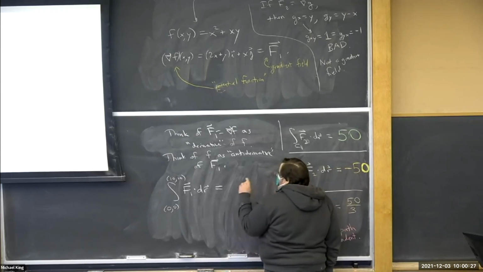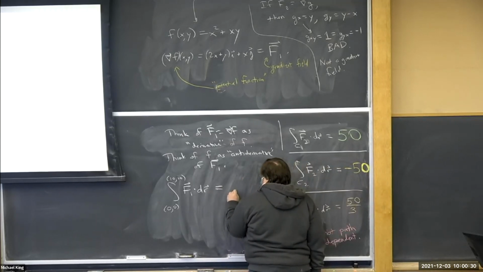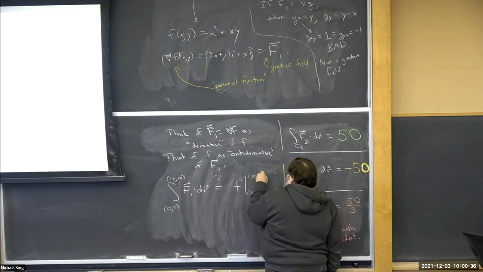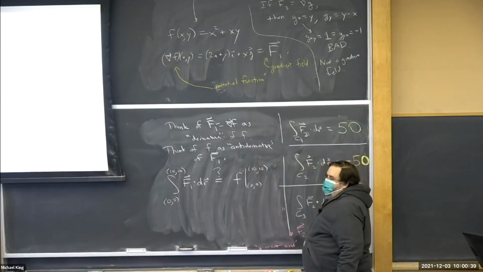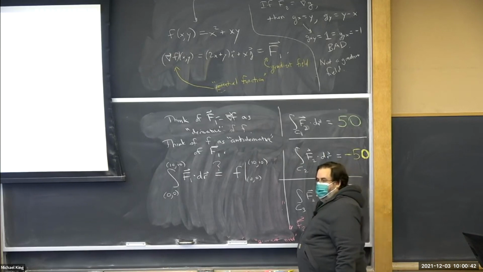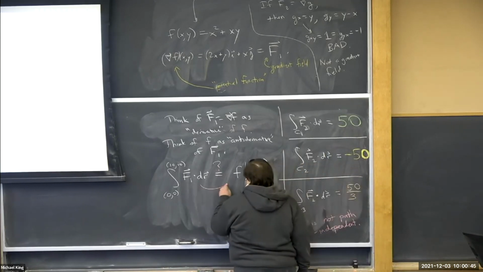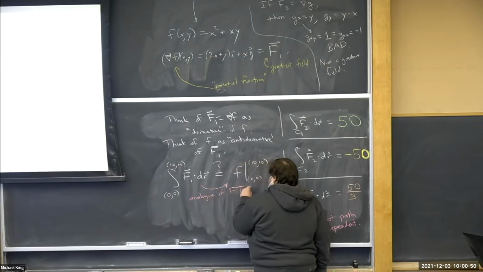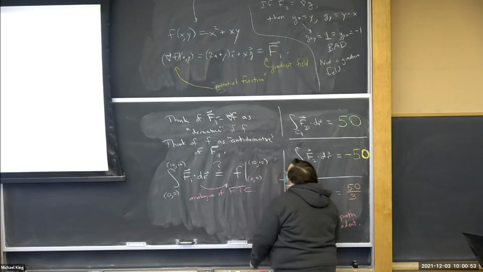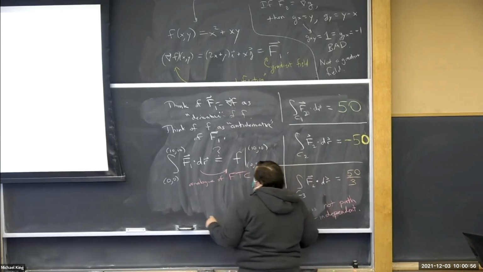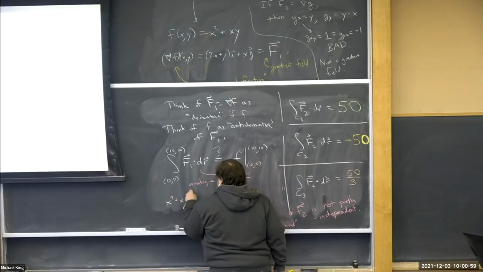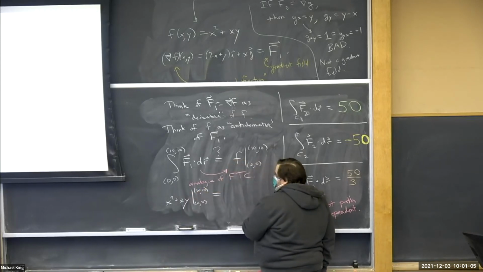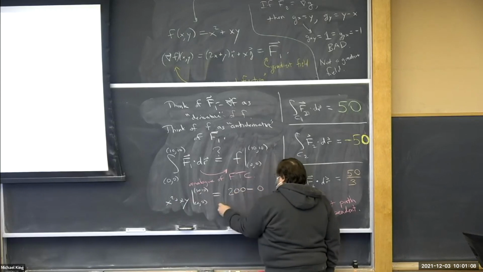So does this equal little f from 0, 0 to 10, 10? That would be the analog of the fundamental theorem of calculus, FTC. Well, the function is x squared plus xy, right? So x squared plus xy from 0, 0 to 10, 10 is 200 minus 0, which equals 200.